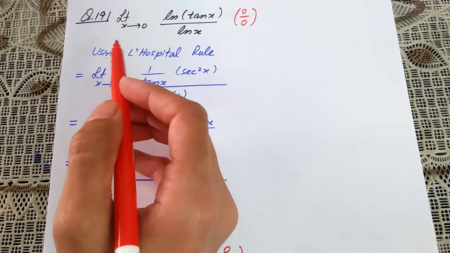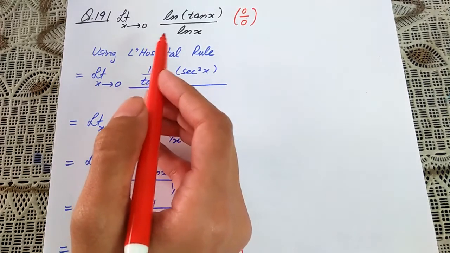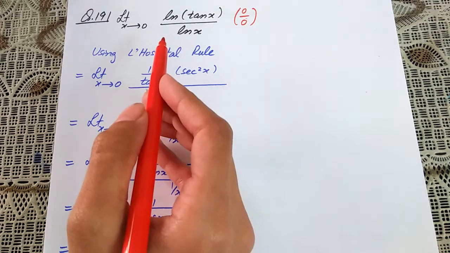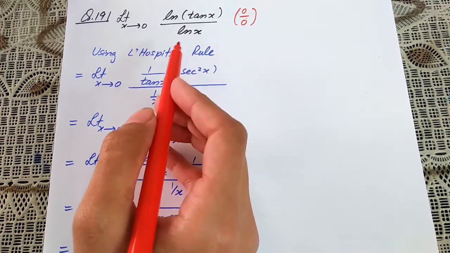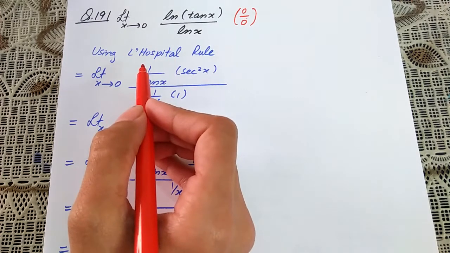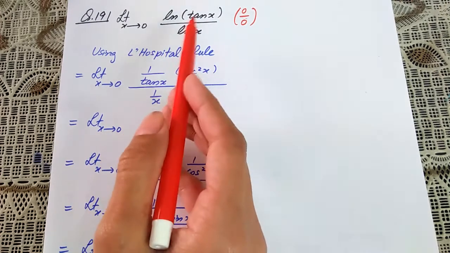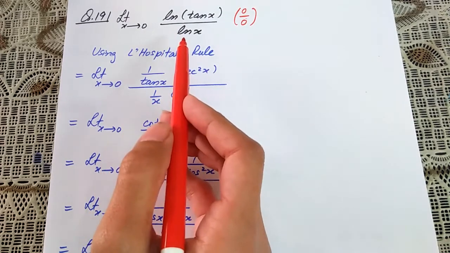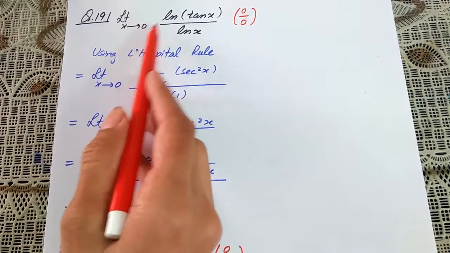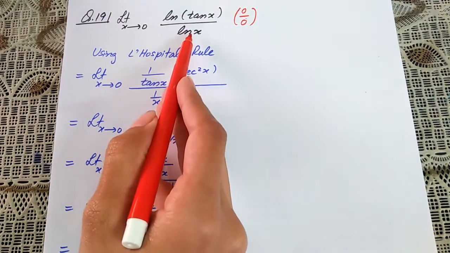In these questions, we have to face indeterminate forms in finding the limits of a function. When we attain an indeterminate form like 0 over 0 or infinity over infinity, we can use the L'Hopital rule, where we take the derivative of the numerator and the derivative of the denominator. Starting with this question: limit as x approaches 0 of ln tan x over ln x.